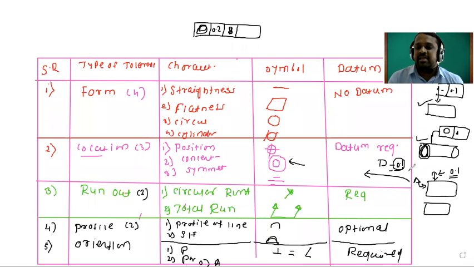If it comes within the tolerance zone, then it is acceptable. For this purpose we are using the geometrical tolerances. So understood? Yes, sir. Thank you.